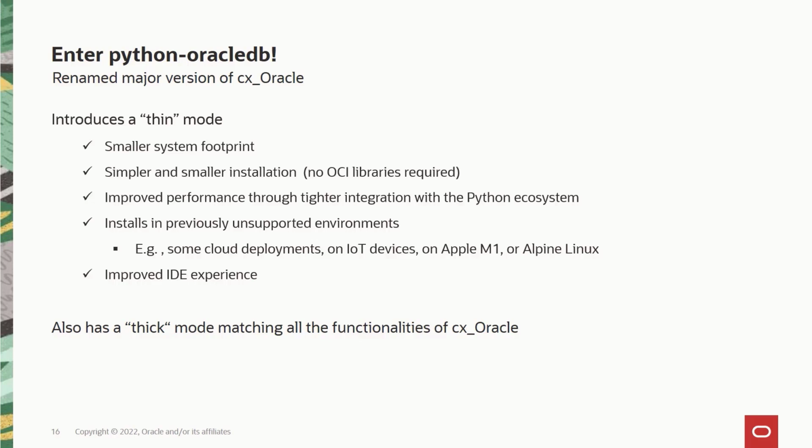Now, in addition to the new thin mode and its features, we have retained the thick behavior of the earlier version. This thick mode is used for some of the advanced features of Oracle database, such as high availability or continuous availability, advanced queuing, etc., which require Oracle client libraries. Now, both the modes support Python's database API version 2 specifications and can be used with common frameworks and ORMs of Python, such as SQL Alchemy, Django, Pandas, etc.